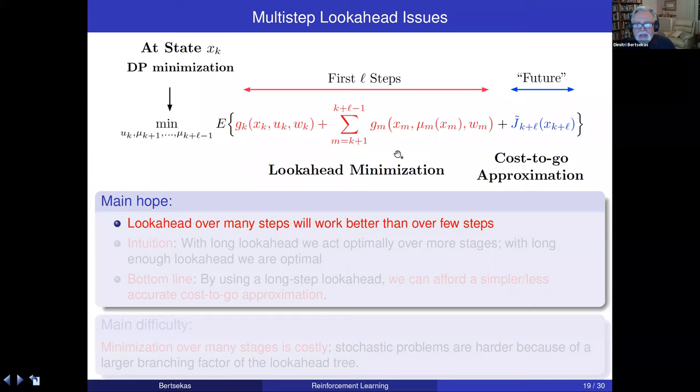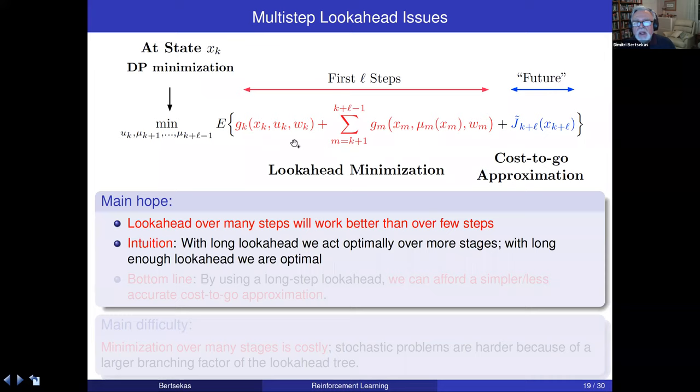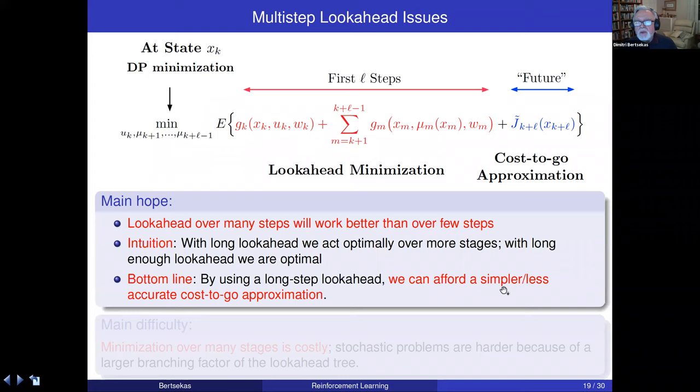So that's the intuition. With long look ahead, we act optimally over more stages, and then we take an approximation. The approximate part is a smaller portion of the overall thing. We use a lot of exact data in these stages of the long look ahead. In particular, with long enough look ahead to reach the end of the horizon, we are optimal, right? So, if we do a better job of approximation with these extra steps, we may afford to have a less accurate cost to go approximation J tilde. So this may simplify the calculation of J tilde, or it may lessen the effect of approximation.